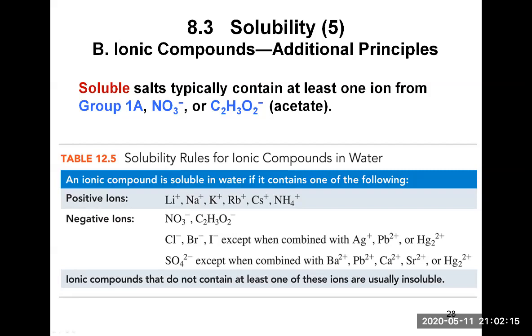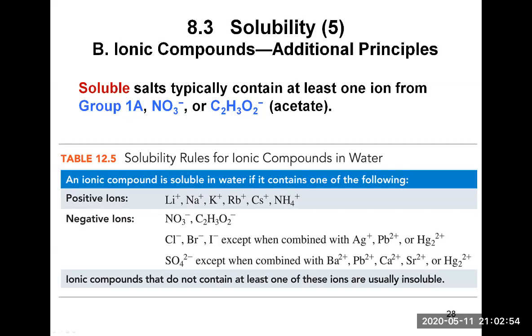And then you have some other ions like the halogens, the chloride, bromide, and iodide, which are mostly soluble, but there are exceptions with them. And so they are listed here. They will be insoluble when they are combined with silver, lead, or mercury. Same with the sulfate ion. It makes soluble compounds except when combined with barium, lead, calcium, strontium, or mercury. And ionic compounds that do not contain at least one of these ions are usually insoluble.